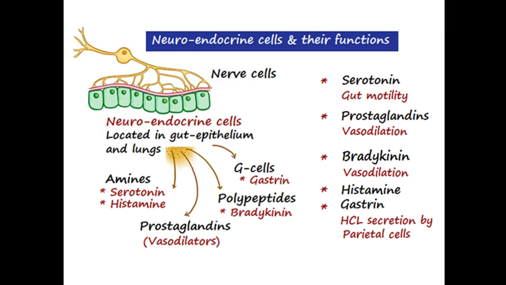Histamine is secreted by the enterochromaffin-like or ECL cells located in the stomach, and it will act, along with gastrin, which is secreted by the G cells. So histamine and gastrin collectively stimulate the parietal cells, which are located in the fundus and body of the stomach, to increase secretion of hydrochloric acid.